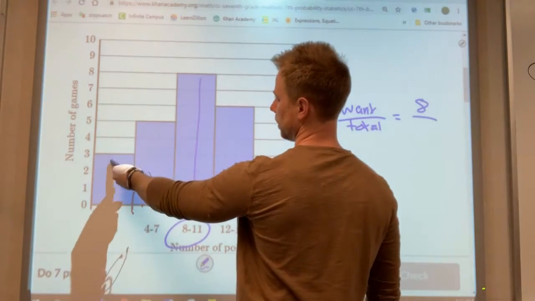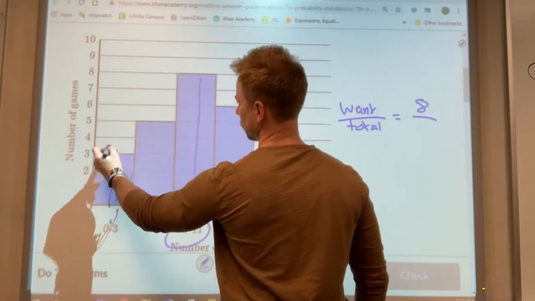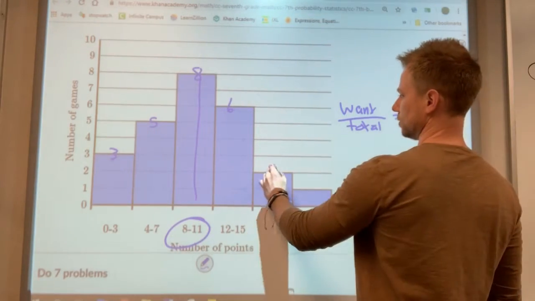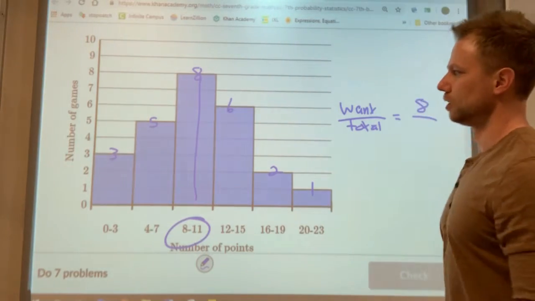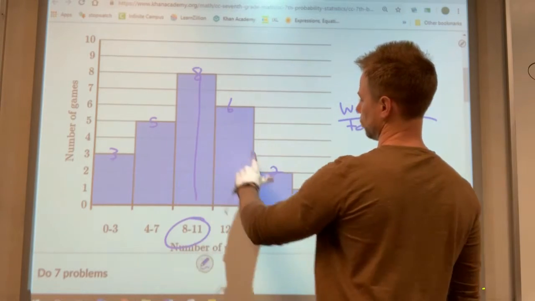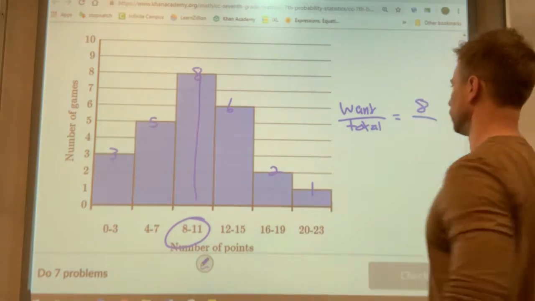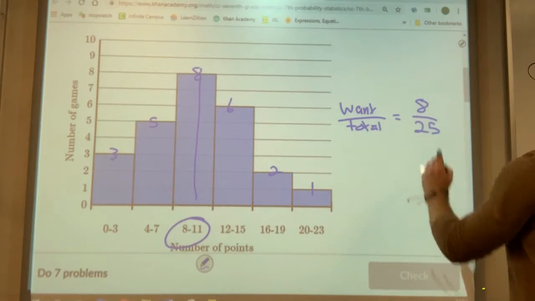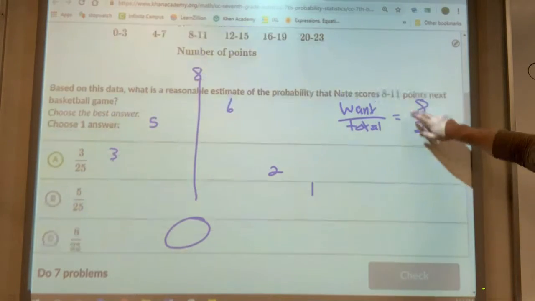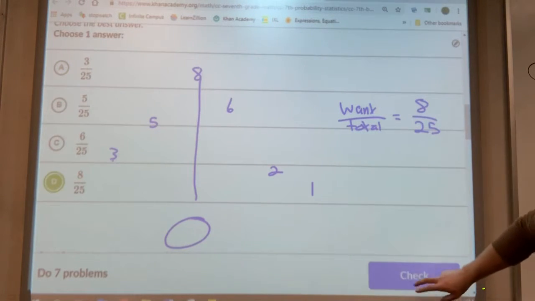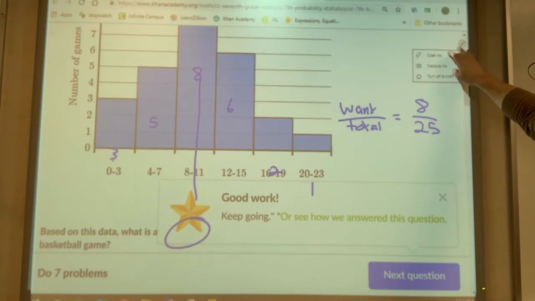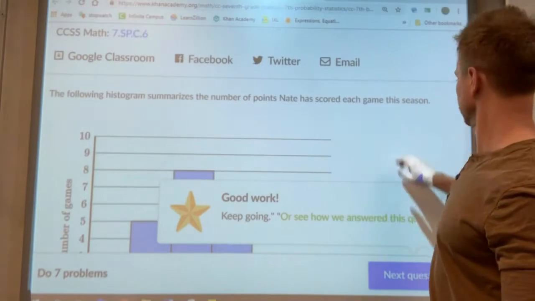Out of our total, we need to add all of these games together. So this is 3, this is 5. So 3 games, 5 games, 8 games, 6 games. This is 2 games and 1 game. So add those together. That makes 8, 16. 16 plus 6 is 22, plus 2 is 24, plus 1 is 25. So 8 out of 25 is what we're looking for. So we scroll down, we see that on D, and we're correct. Good.